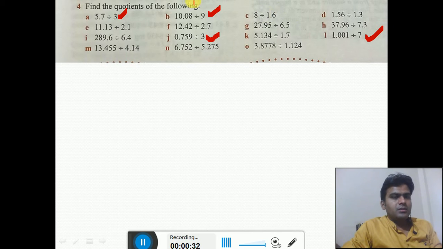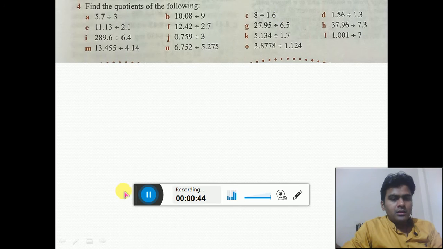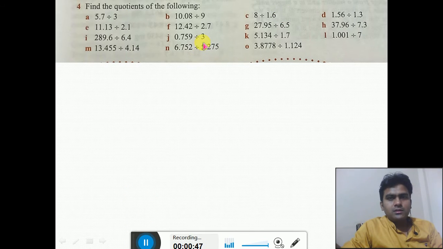Now in this question number 4, we are looking at the divisor as a decimal. See the divisor in this question C, the divisor is a decimal number. In this also, the divisor is a decimal number. So for solving this question, first we have to convert this divisor into a whole number.